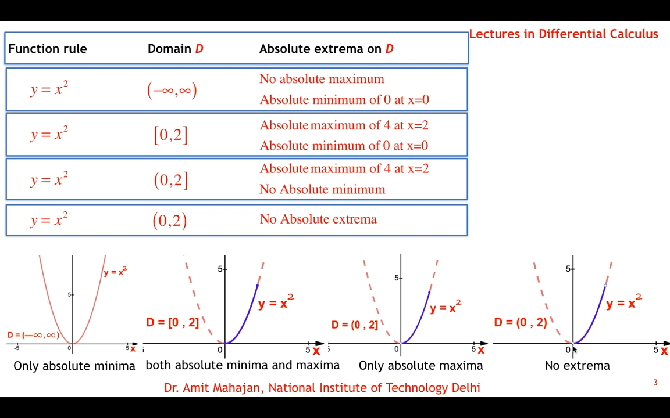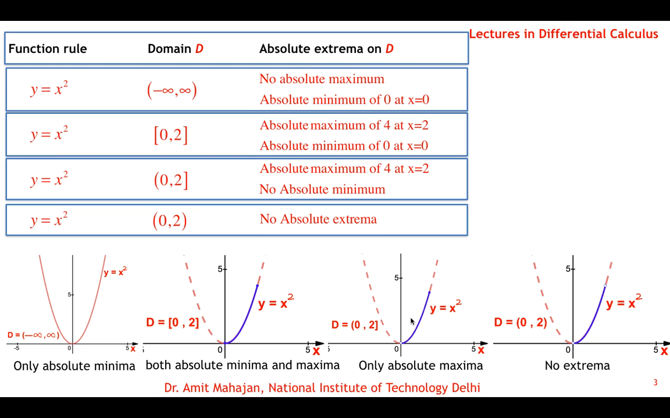So the function is on the open interval 0 to 2, so it has no extrema. There is no maximum value for this function, and there is no minimum value for this function. So the domain is very important when we deal with maxima and minima. Both the function and the domain play an important role.